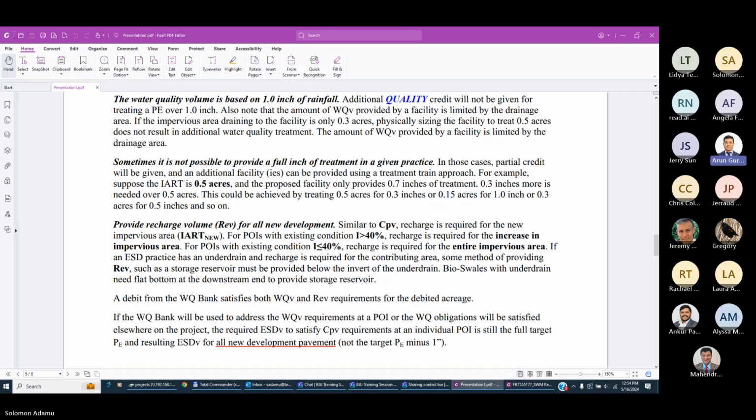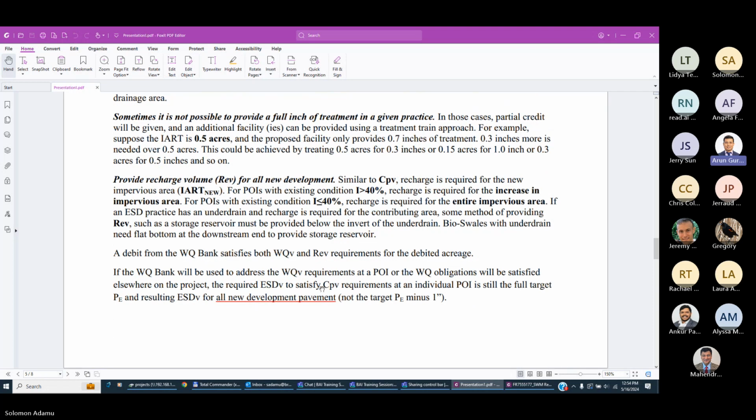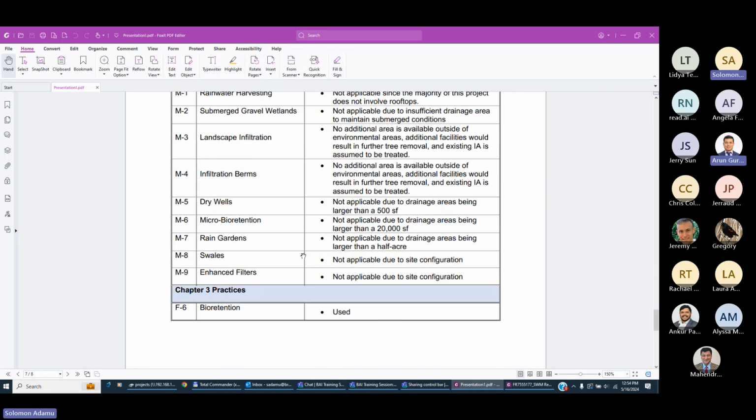Then, if you need to provide that recharge volume, you need to pick a facility and make sure you have that amount of volume that will infiltrate into the ground. You can talk about an example of how we provide that recharge. You have that slide.